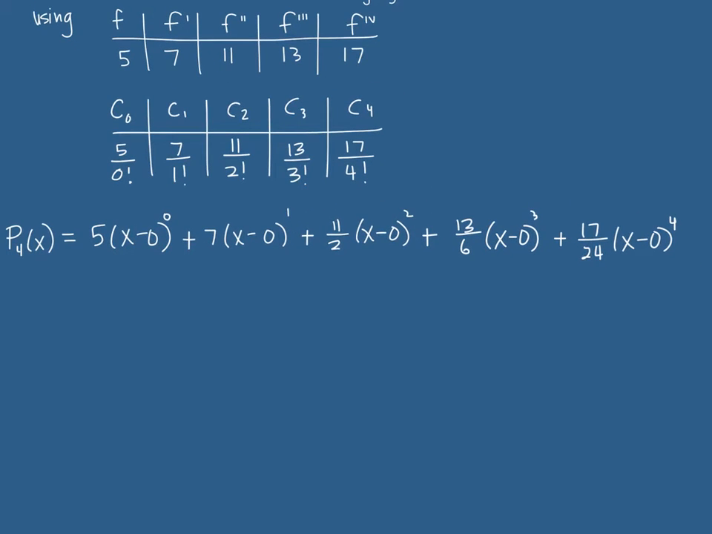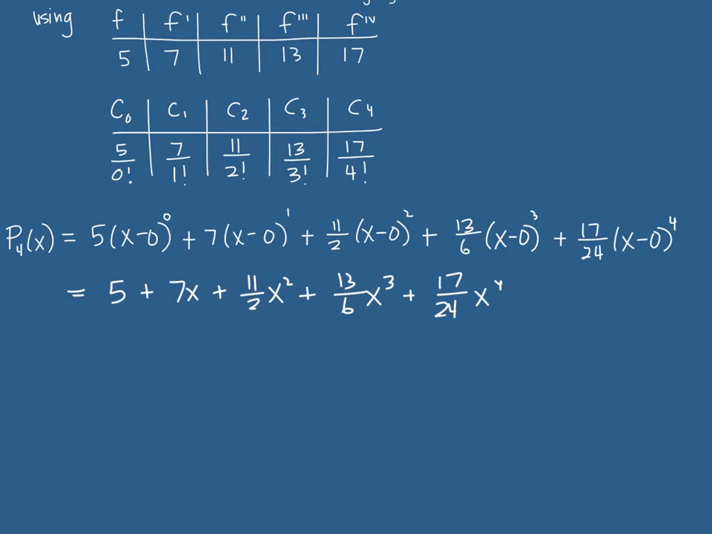So let's simplify and clean that up a little bit. So we'd have 5 plus 7x plus 11 halves x squared plus 13 sixths x cubed plus 17 24ths x to the fourth. That quartic fourth order polynomial will match the mystery function, which I did not give you, I just started you with a table, very accurately within an interval of convergence that's wider than it would have been if it was a cubic or a quadratic or a linear. Okay, that's how you basically create that.